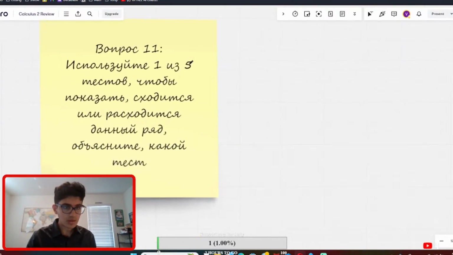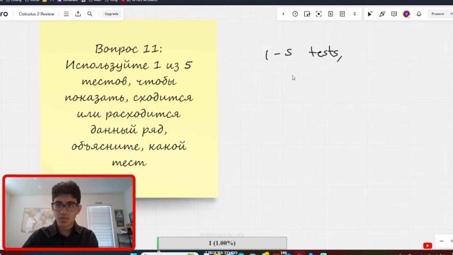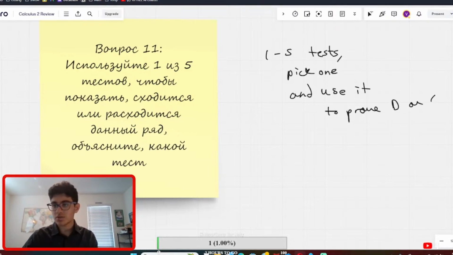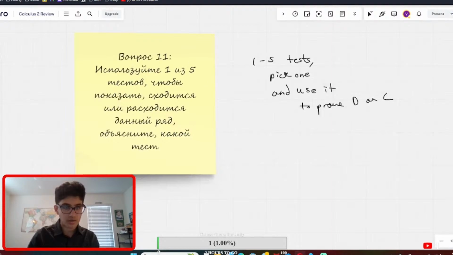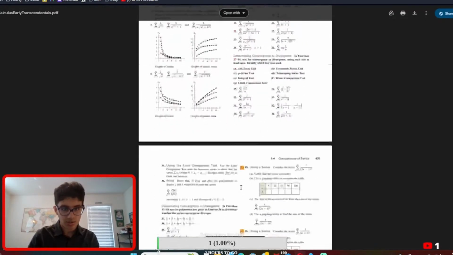Okay. So there'll be 1 to 5 different tests. Pick one and use it to prove divergence or convergence. Okay, that's it. Now it's hard to practice it since it's going to be a multiple choice thing.